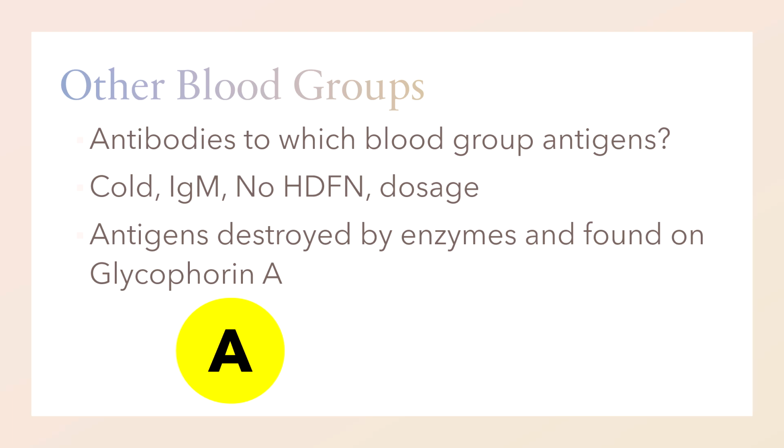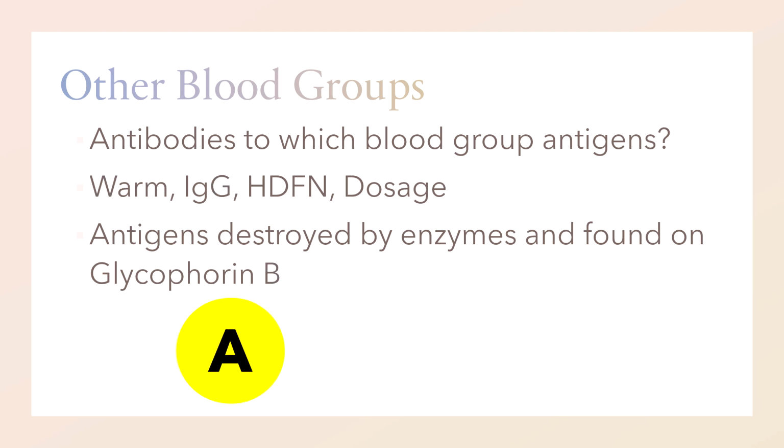Antibodies to which blood group antigens are cold, IgM, no hemolytic disease of the fetus and newborn, show dosage. The antigens are destroyed by enzymes and found on glycophorin A. MNs. Antibodies are to which blood group? It's warm, IgG, hemolytic disease of the fetus and newborn, and has dosage. The antigens are destroyed by enzymes and found on glycophorin B. Big S and little s.